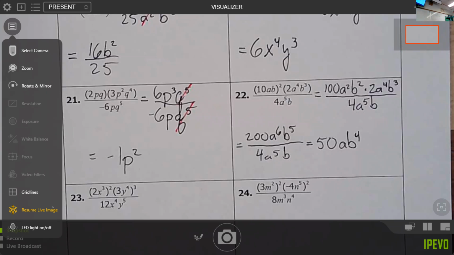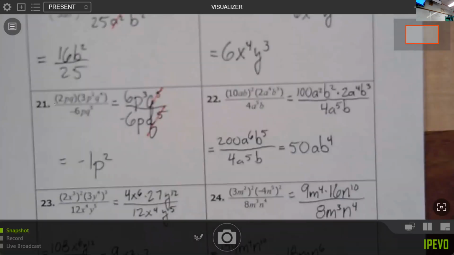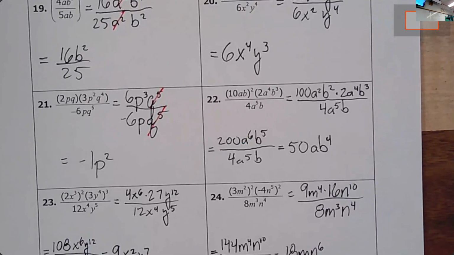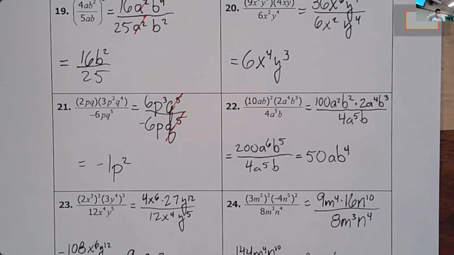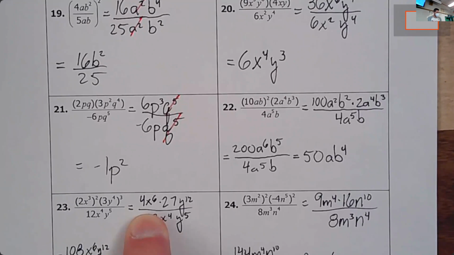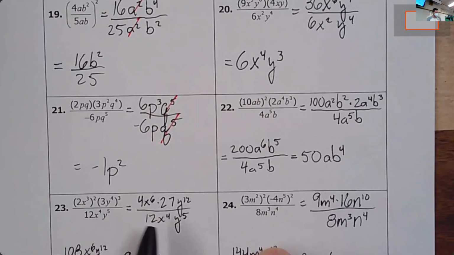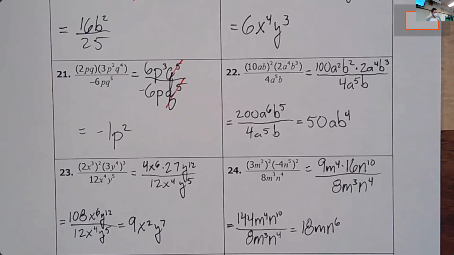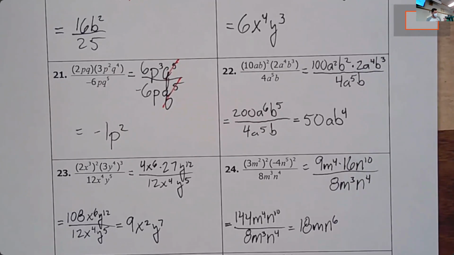So let's have a look, see how we did on these. Number 23. We're going to use the power rule twice. So the 2x to the third to the second power turns into 4x to the sixth power. The 3y to the fourth to the third power ends up being 27y to the 12th. Then we've got to multiply everything on the top part of our fraction, on the numerator, and that's going to be using the product rule.